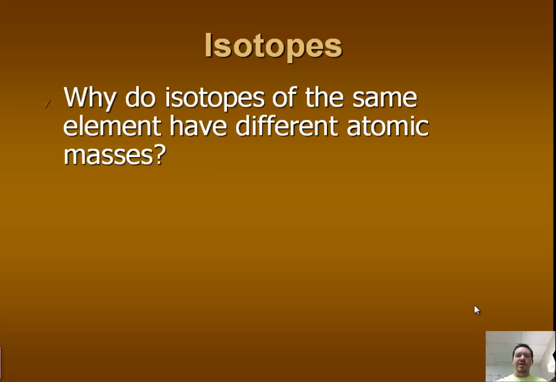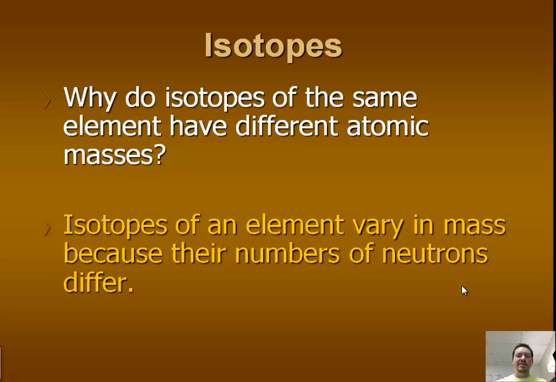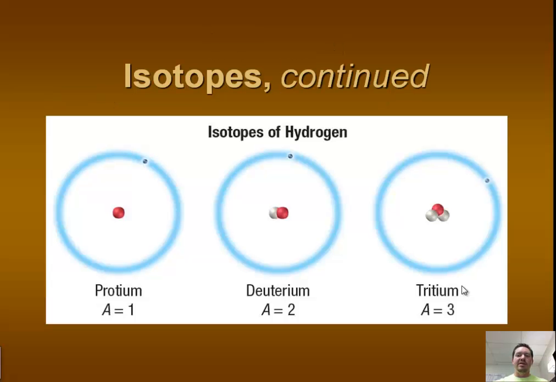So we also have something called an isotope. The question is, why do isotopes of the same element have different atomic masses? Isotopes of an element will vary in mass because their number of neutrons differ. I said before, we can change the number of neutrons, and because a neutron has a mass of about 1 atomic mass unit, it is going to vary the mass.